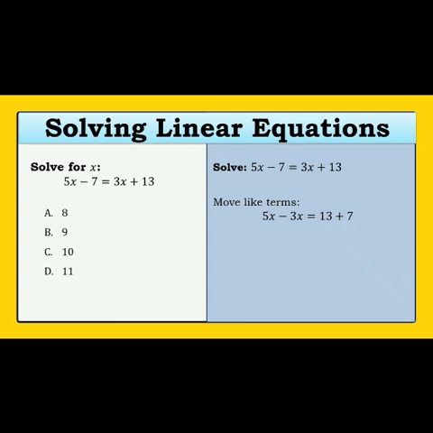From positive, it becomes negative. From negative, it becomes positive. Then, combining like terms. So 5x minus 3x is equal to 2x, 13 plus 7 is equal to 20. Then solve for the variable. So here in this example, we're going to divide by 2, the numerical coefficient of x, both sides of the equation. Okay, so x is equal to 10 and our answer is letter C.